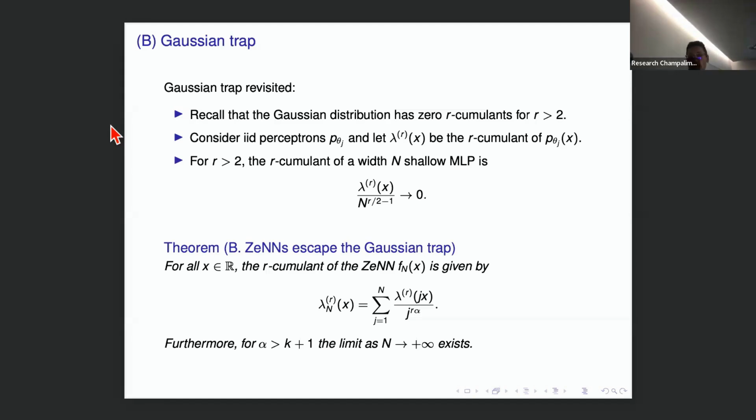We didn't find it surprising that they escaped the Gaussian trap, but we find it surprising that we were able to do this computation. And it's a very nice formula for the cumulants. Okay, so that's the Gaussian trap.